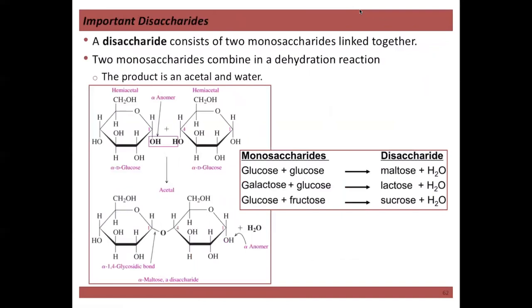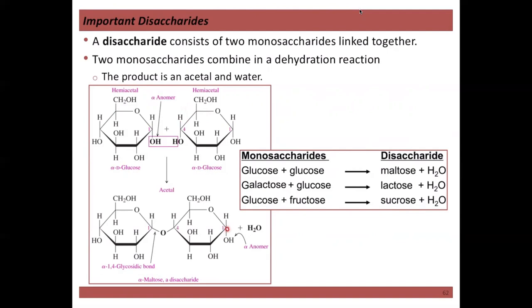So let's look at some interesting disaccharides. You may have heard of maltose before. You may have heard of lactose, which is milk sugar, and we just talked about sucrose, which is table sugar. If we look at maltose, it is a linkage between two glucose units. If we took the alpha anomer of one glucose and linked it to the 4 position on another glucose, we have an alpha 1,4 glycosidic bond. And so this is known as maltose, a disaccharide.